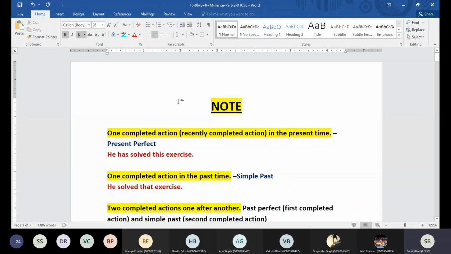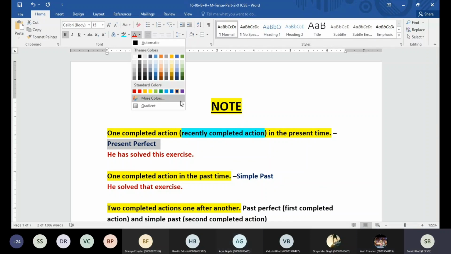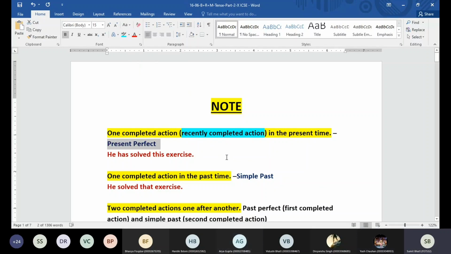Okay, so remember when we have one action which was completed, and we are referring to a recently done or recently completed action. In this particular case, which tense are we going to go for? Present perfect tense. Here we are going to use present perfect tense.